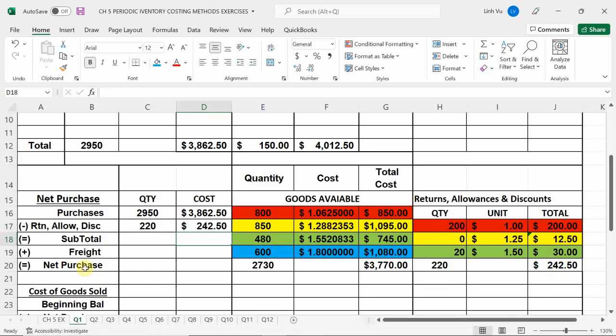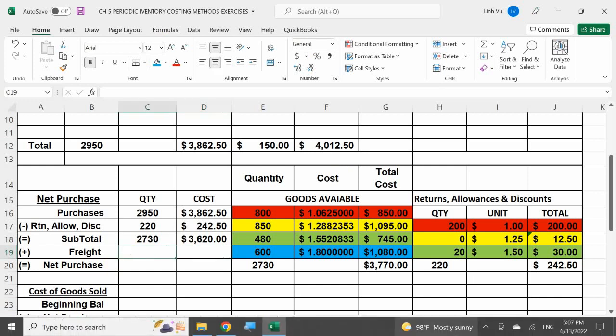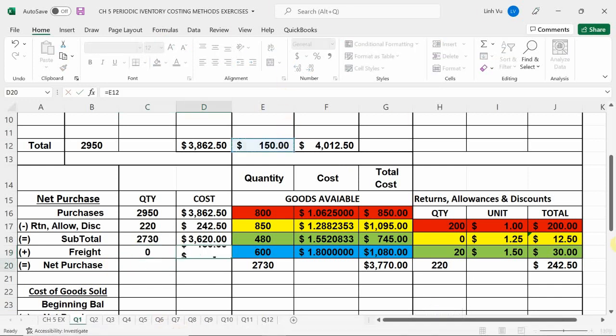Because these decrease your purchases, you're going to subtract these values out, because a return obviously reduces what you purchased. So then I should have a total of 2,730 units remaining at a grand total cost of $3,620 even. We know freight doesn't add to quantity, but it does add to cost. So I'm going to add my $150.